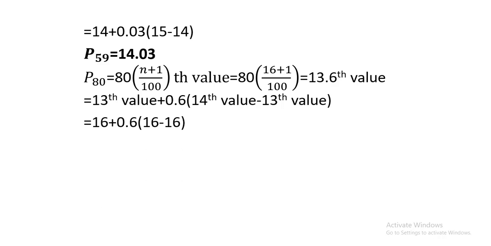Now out here, since both the position values are the same, the 14th value was also 16. The number written as the 14th value was 16, and the number at the 13th position is also 16. So 16 plus 0.6 into 16 minus 16 gives us 0. So P of 80 is equal to 16, my final answer for P of 80.